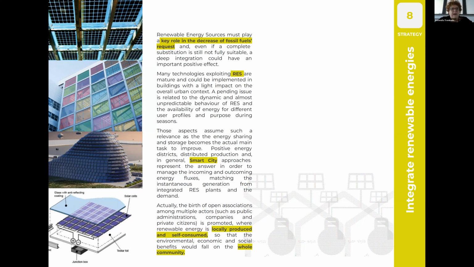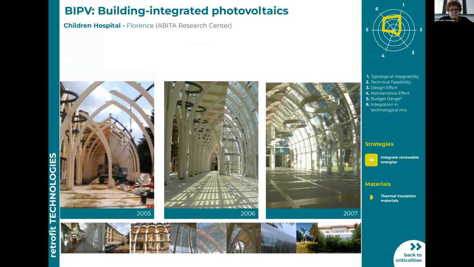So optimizing the use and the benefit of photovoltaic, monocrystalline photovoltaics, otherwise amorphous, in the architectural element. And I like to share with you some experience for this in a retrofitting action of existing building. It is a public building, and it is a children's hospital in Florence.